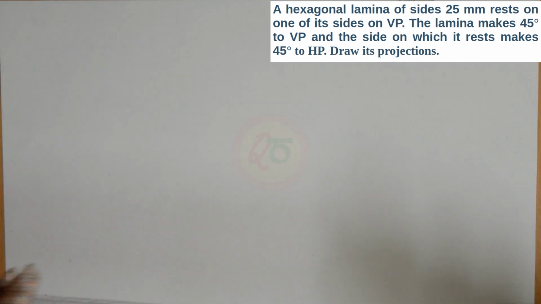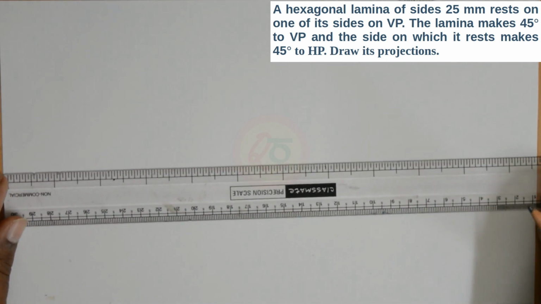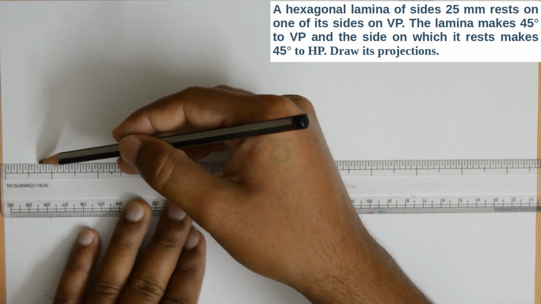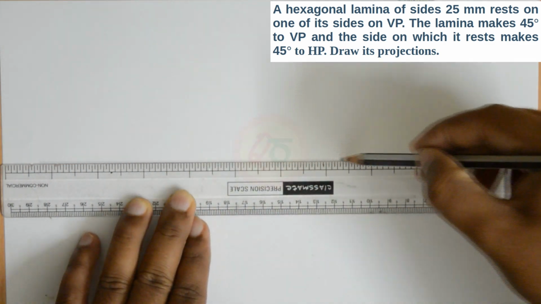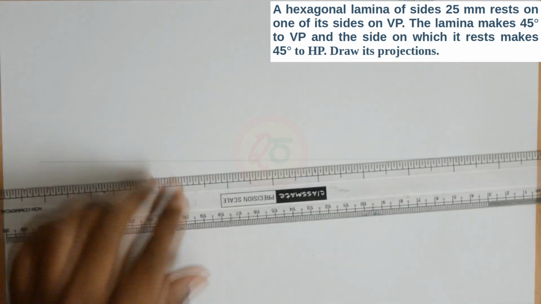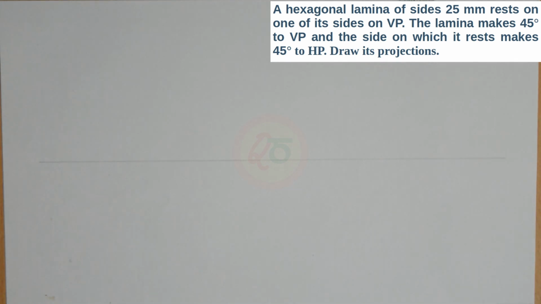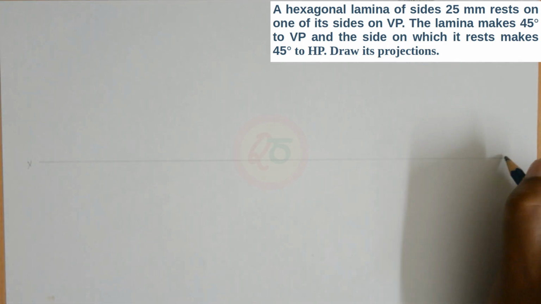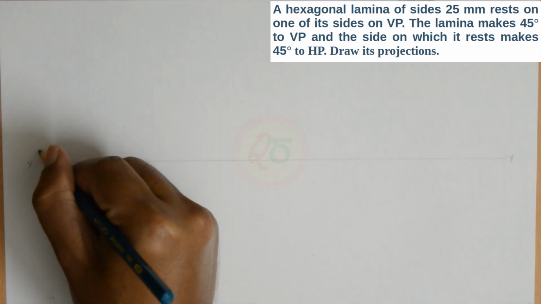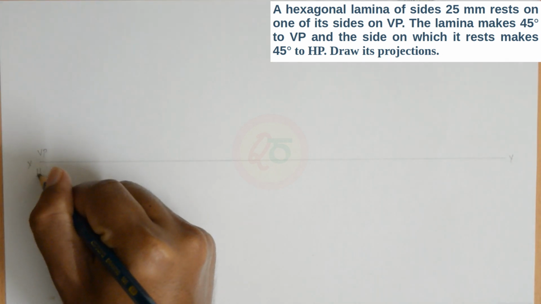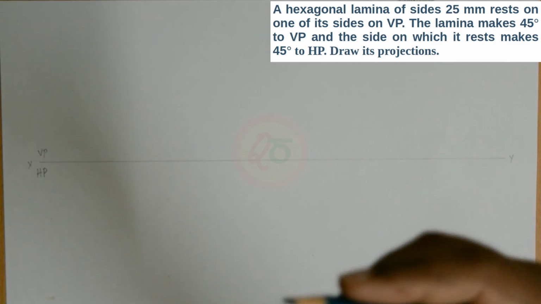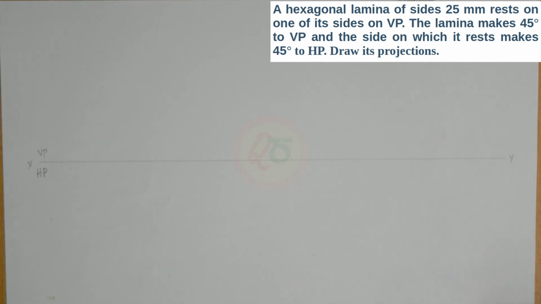Initially we'll draw the XY line. I prefer drawing it for the entire length of the sheet. Use an HB pencil to draw the XY line. Name it X, Y, VP, HP. The naming is done with a 2B pencil.